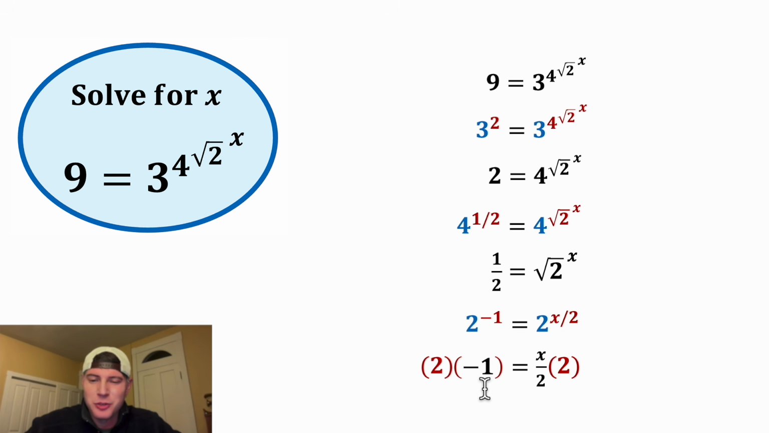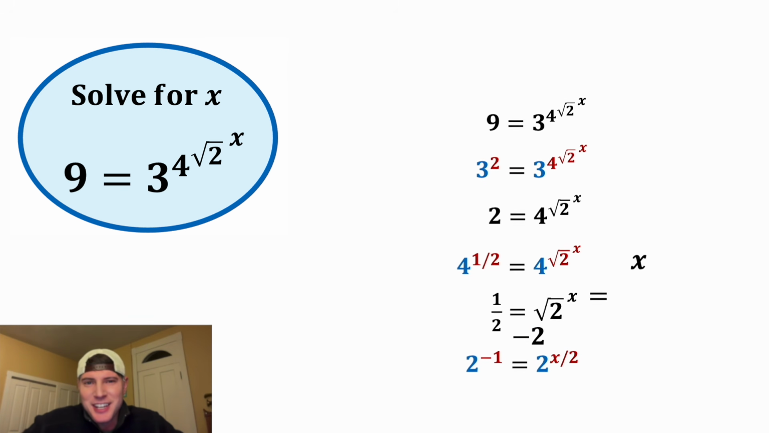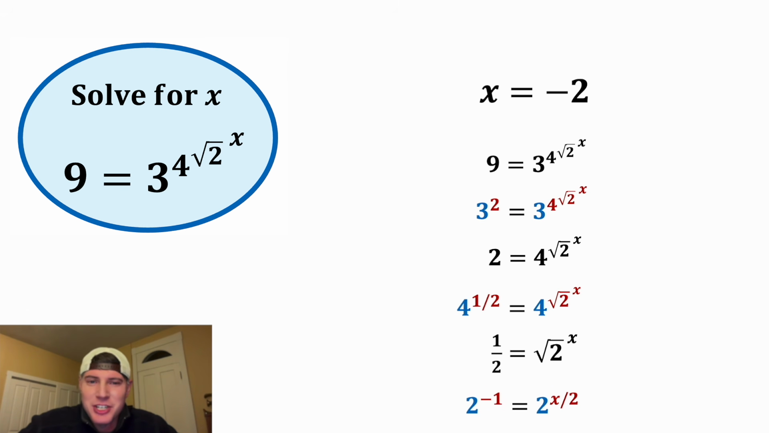On the left-hand side, 2 times negative 1 is equal to negative 2. And on the right-hand side, this 2 on top and bottom will cancel each other out. So we're left with x is equal to negative 2. And that is the answer to our question. In this equation, x is equal to negative 2. Let's put a box around it.